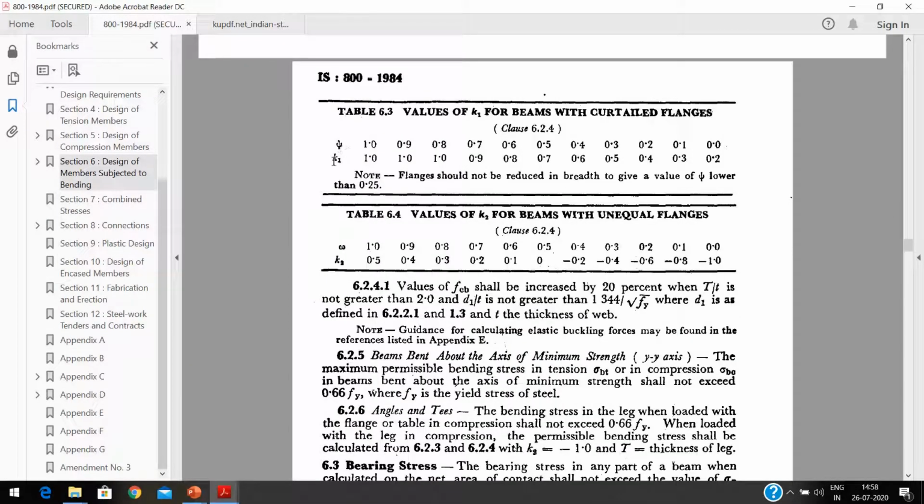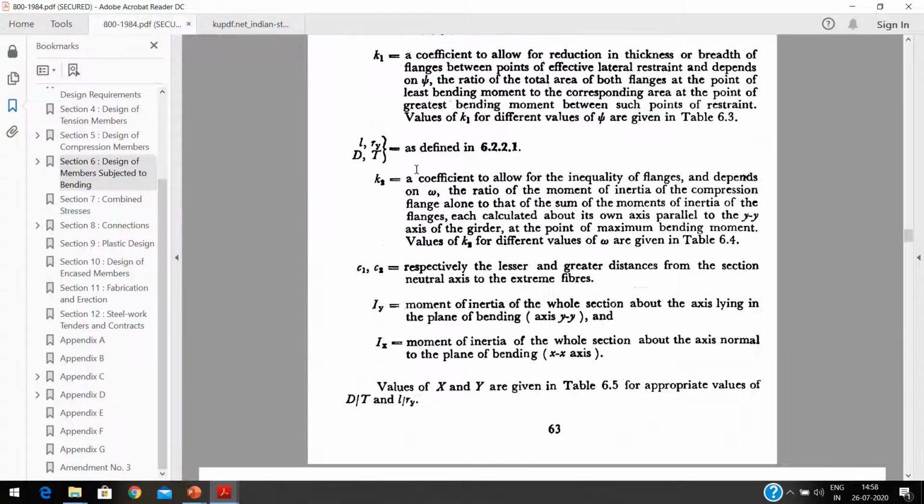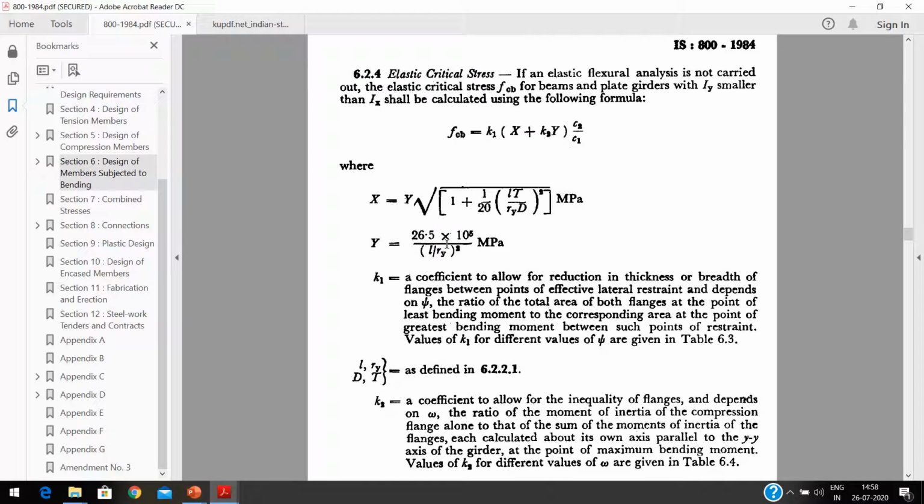So for this psi equals to 1, k1 is equals to 1. So as you can see over here, the coefficient allows a reduction in thickness or breadth of flanges between the points of effective lateral restraint, and depends upon the ratio of total area of both flanges at the point of least bending moment to the corresponding area at the greatest bending moment between such points of restraint. So this is the value of Za. So from that we will find the k1.